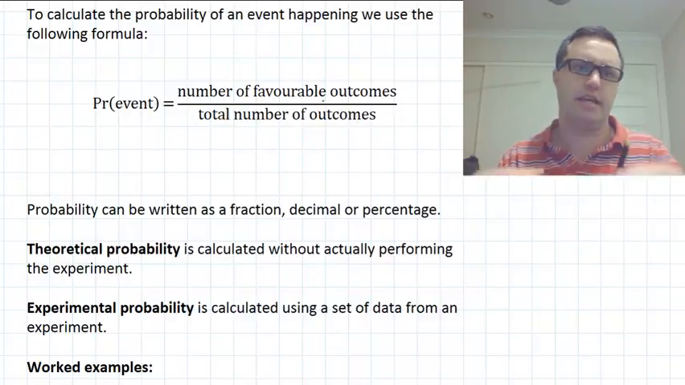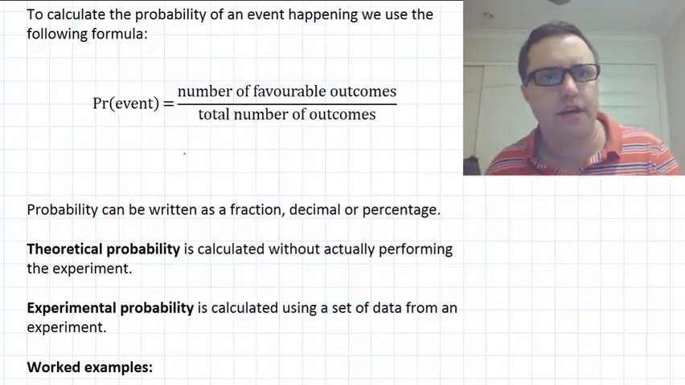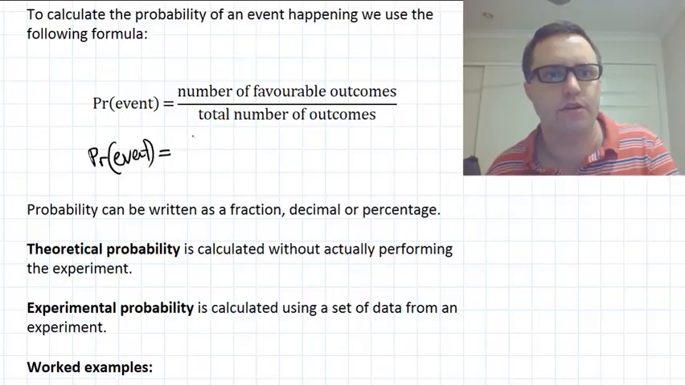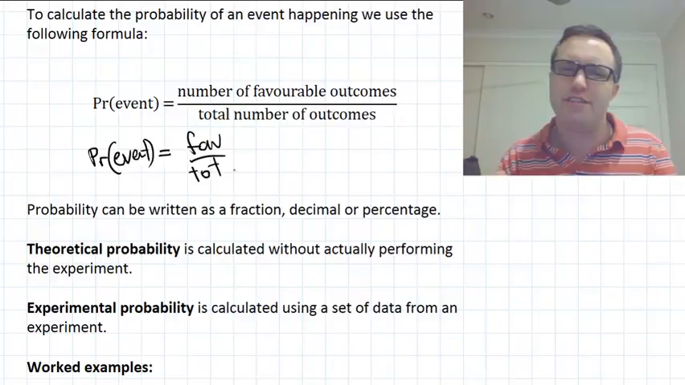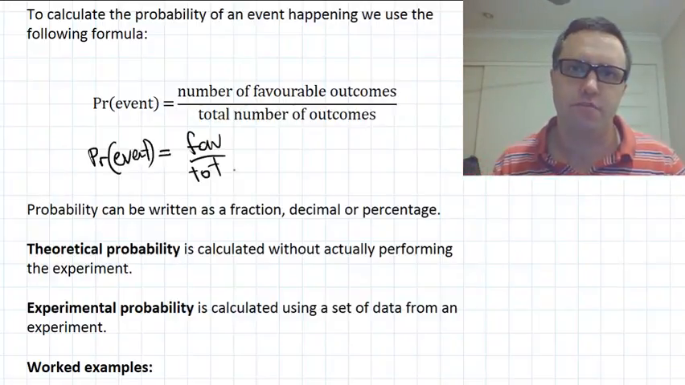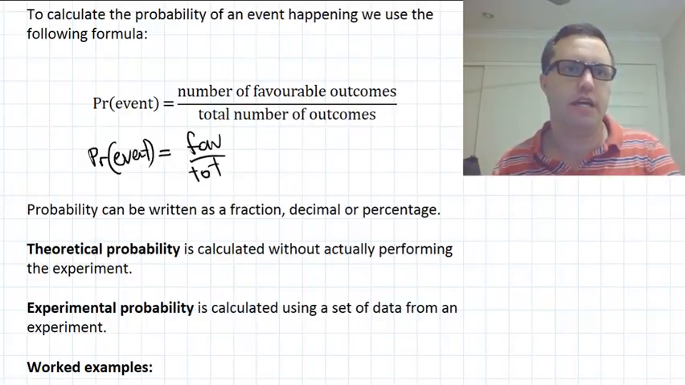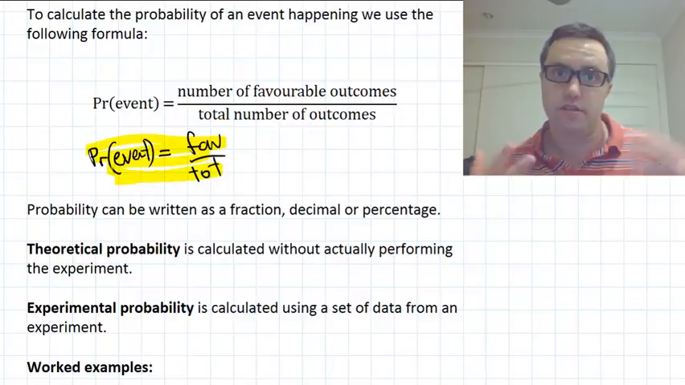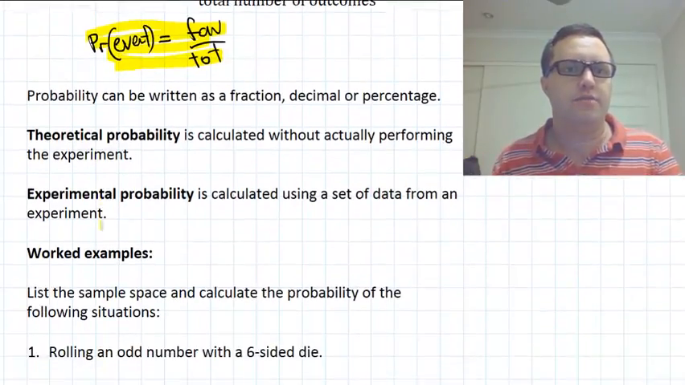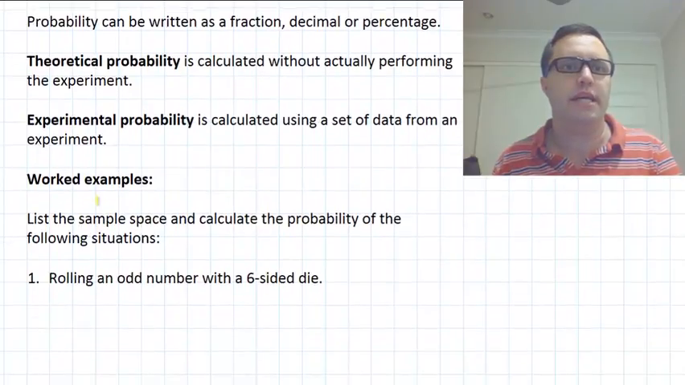Now, because that's like 1,000 words to write or something, you are allowed to write instead PR, the event, is equal to favorable over total. Okay, I'm happy for you to shorten it up like that, because otherwise the words you write just go all over the place. So this one here is the minimum thing that you've got to do as far as the formula is concerned.